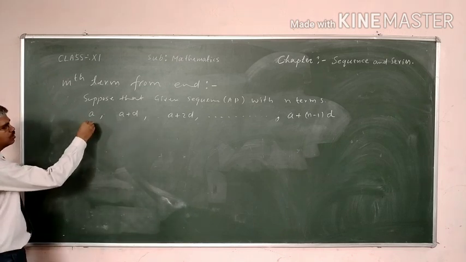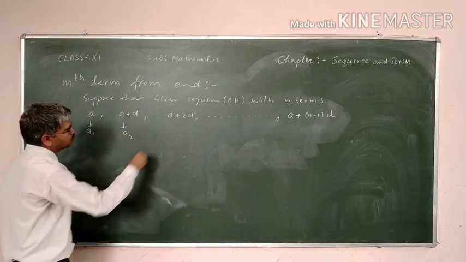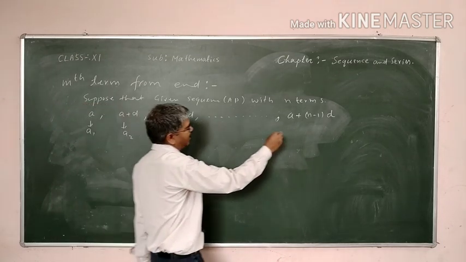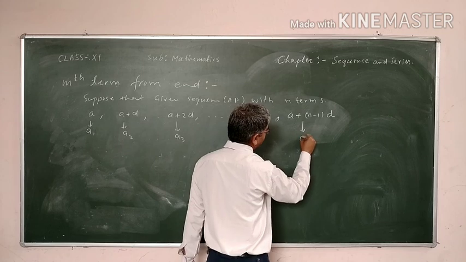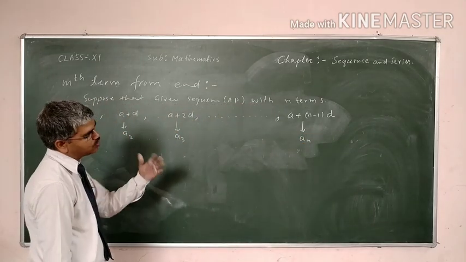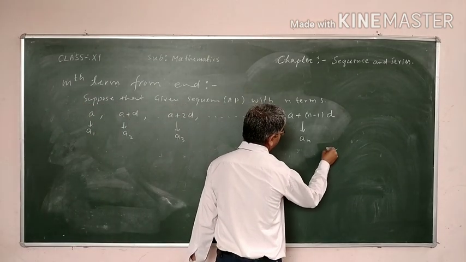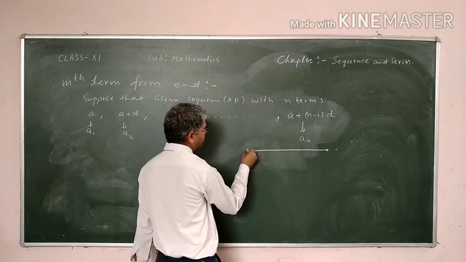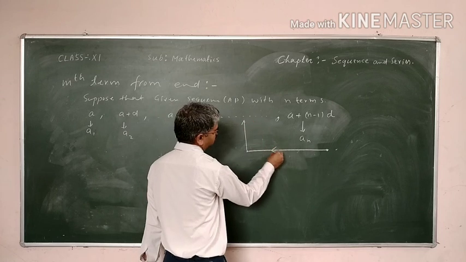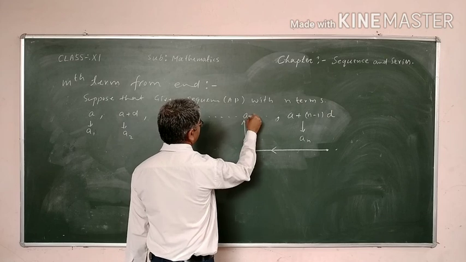This one is called A1. This is considered as A2. This is considered as A3. And this is considered as An. So students, we are counting from the end. Any term, this is Am.